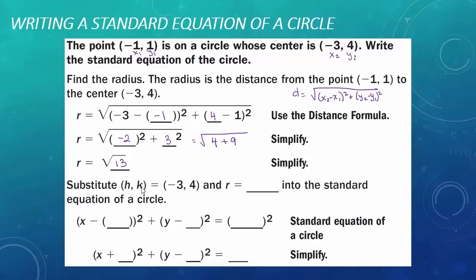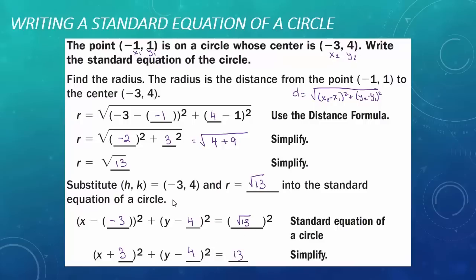Once we have our radius, we know our h and k values are negative 3 and 4, and our radius is square root of 13. We're going to substitute that into the standard form of the equation, which is x minus a negative 3 and y minus 4 equal to the square root of 13, squared. Simplify your equation. Minus a negative 3 is the same thing as saying plus 3. This is just going to be minus 4, so it's x plus 3 squared plus y minus 4 squared, and then the square root of 13 squared is just going to be 13.